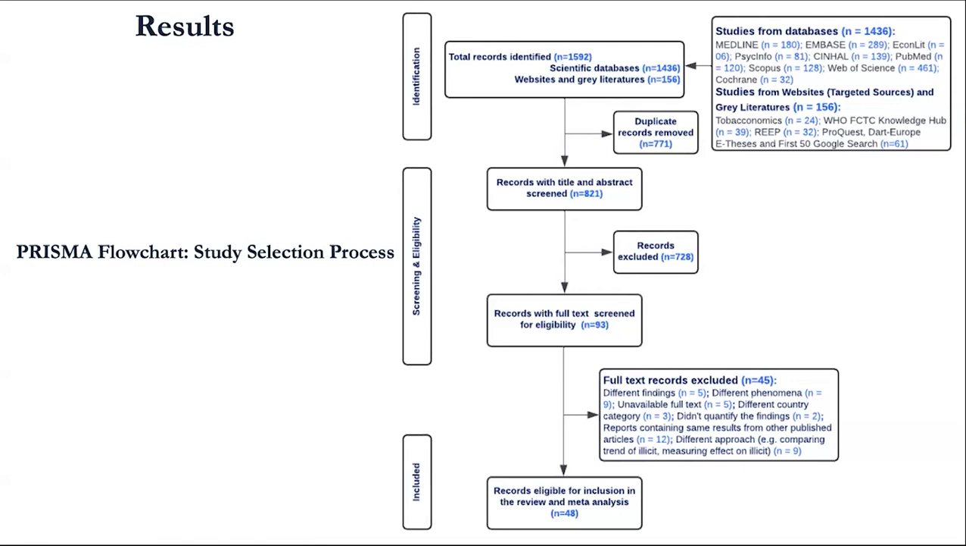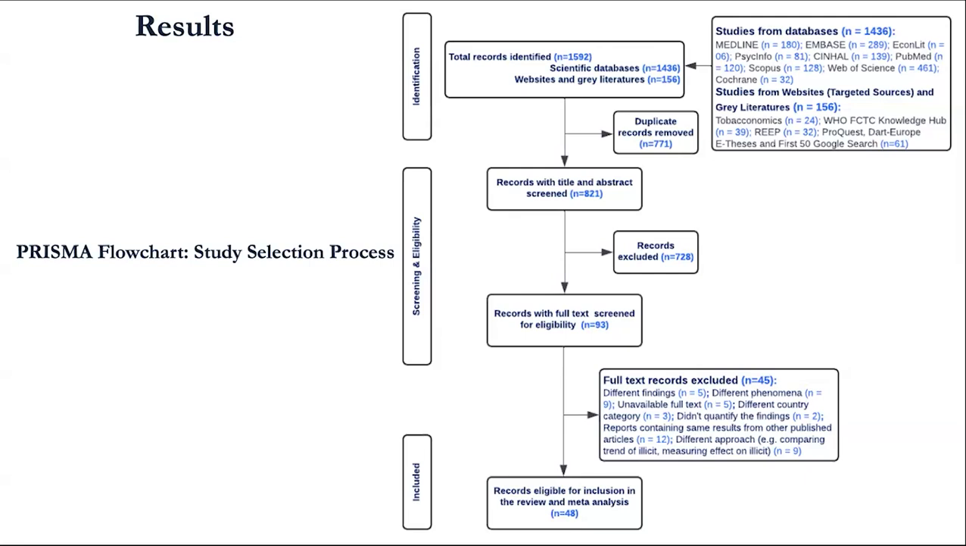So doing all this literature search with the search strategy, initially we came up with 1592 search results. After removing the duplicates, we were left with 821 records for title and abstract screening. And after double screening those 821 records, we excluded 728, and we selected 93 evidences for the full text screening and eligibility.